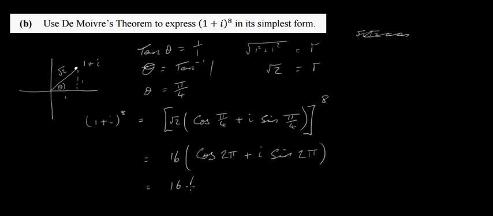The cos of 2 pi, or the cos of 0 if you like, is just going to be 1, plus i, the sine of 2 pi, the sine of 0 degrees if you like, or the sine of 360 degrees, is just going to be 0. So we just simply end up with 16 times 1, which is 16. Okay, and that's it for part B, so let's move on.